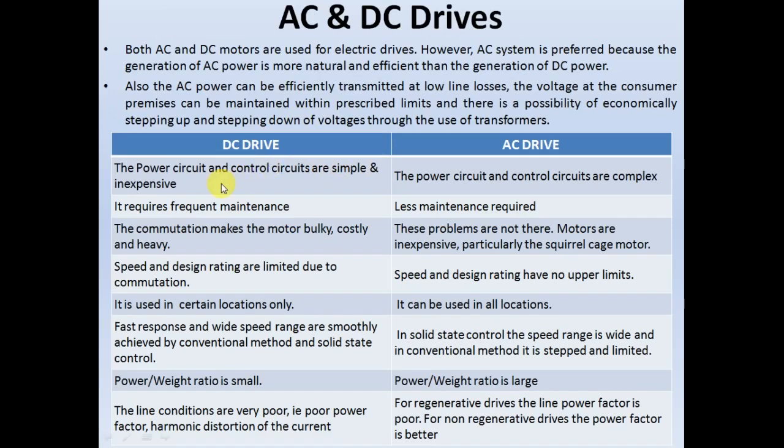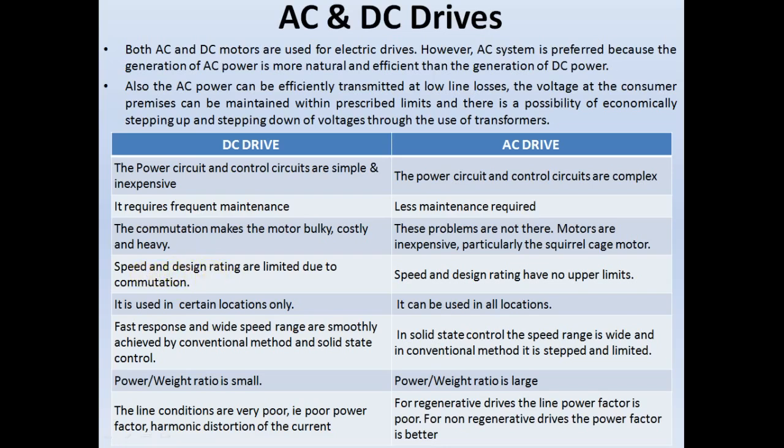The first distinguishing feature is that the power circuit and control circuits are simple and inexpensive in the case of a DC drive. DC drives require frequent maintenance. The phenomenon of commutation acts as a main restraining factor in the case of DC drive. Commutation means whenever a conductor lying under the effect of the north pole moves towards the effect of the south pole, the direction of current in it must be reversed. So this circuit arrangement for proper commutation makes the motor bulky, costly, and heavy. Moreover, this commutation also puts restrictions on the speed and design ratings.